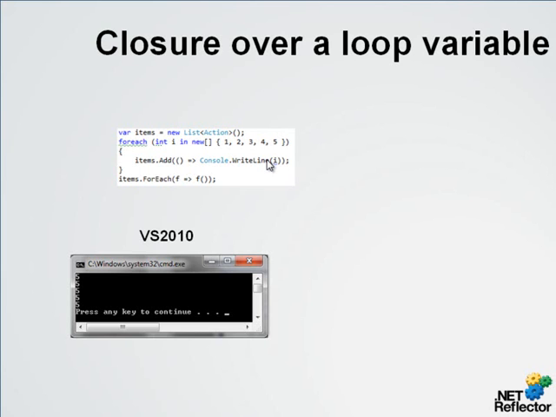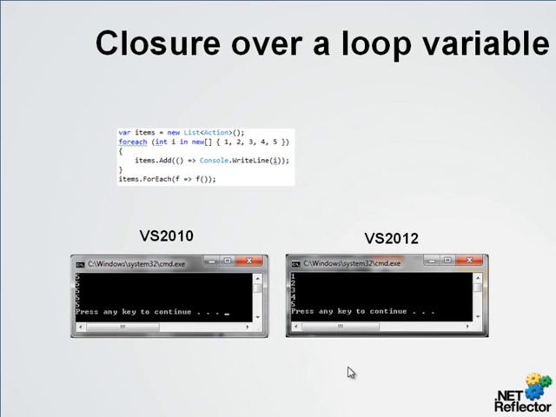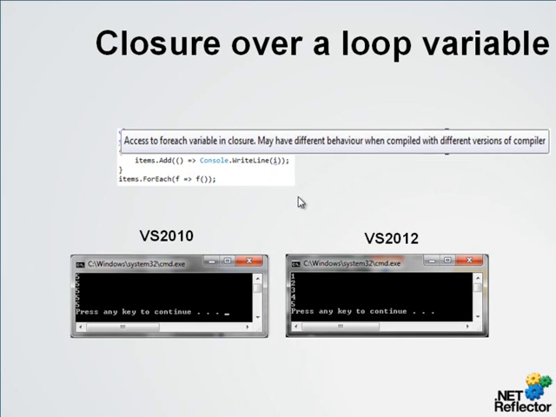So we get the value 5 from all of the calls. In C# 5, this has been fixed so that we actually end up closing over a location, but it's not the location of the actual variable that's being changed on each loop iteration. So we get the more natural answer that people expect when they see it. Though we do get a nice compiler warning that warns us that we're accessing the foreach variable in the closure, and this may have different behavior when we compile with different versions of the compiler.